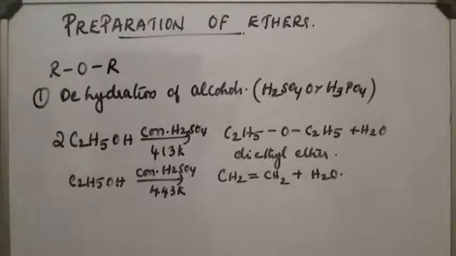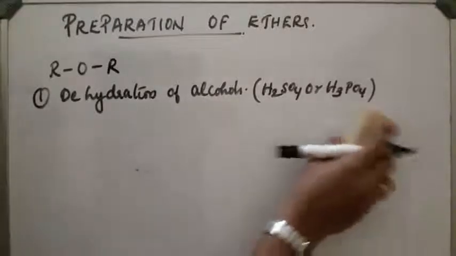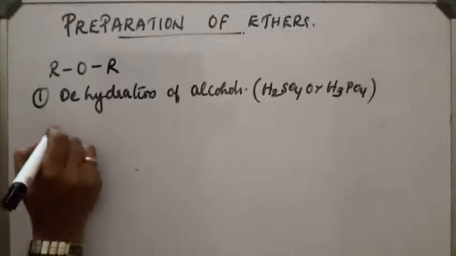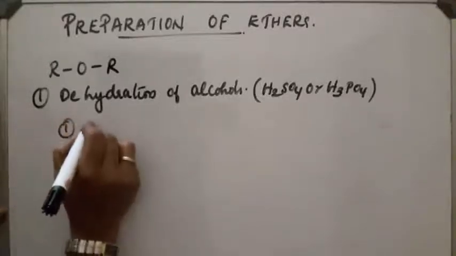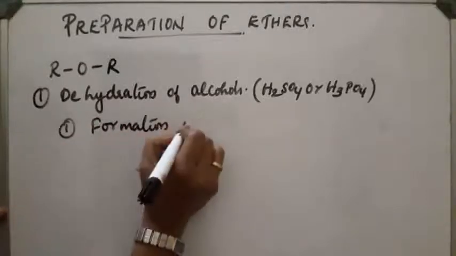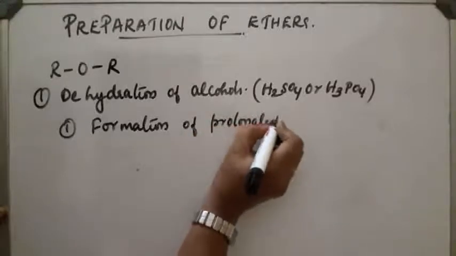Now, different steps for the mechanism of this reaction. For the formation of ether, the mechanism is SN2 mechanism. Different steps for SN2 mechanism are: first step, formation of protonated alcohol.